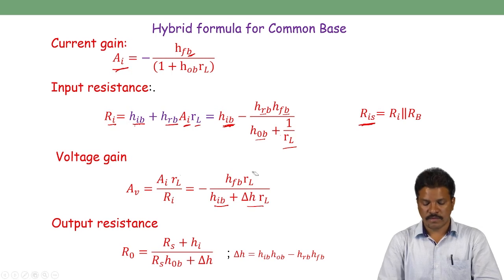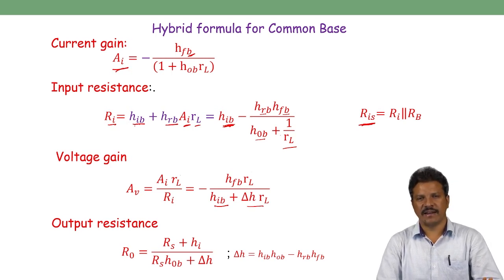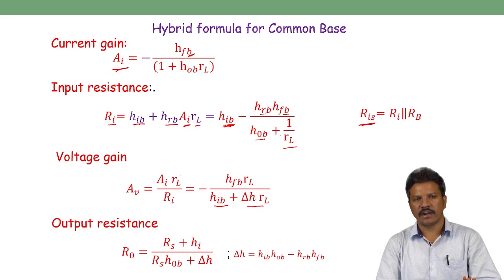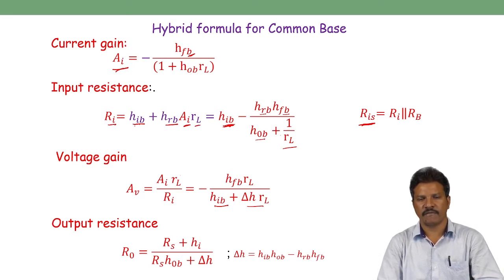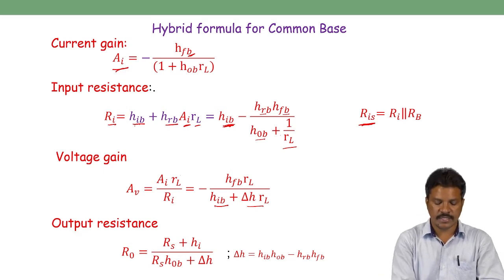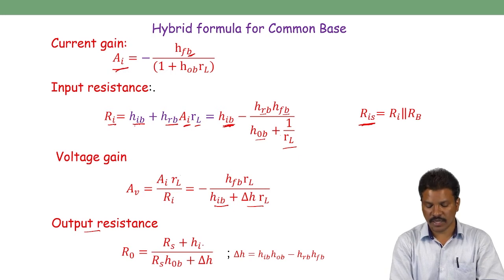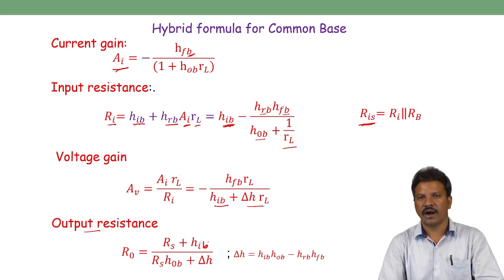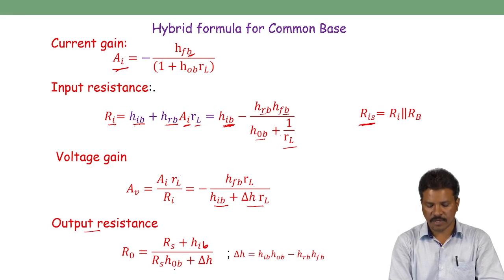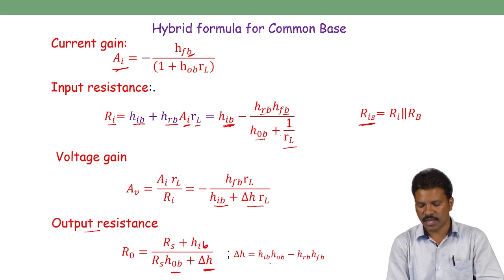I am just replacing the general H parameters, as all parameters are calculated from the generalized H parameter model of the transistor amplifier. Now the output resistance is generally RS plus HI divided by RS HO plus delta H. Here we can replace HI with HIB, giving RS plus HIB divided by RS HOB plus delta H, where delta H is nothing but the determinant, if you take the common base configuration.